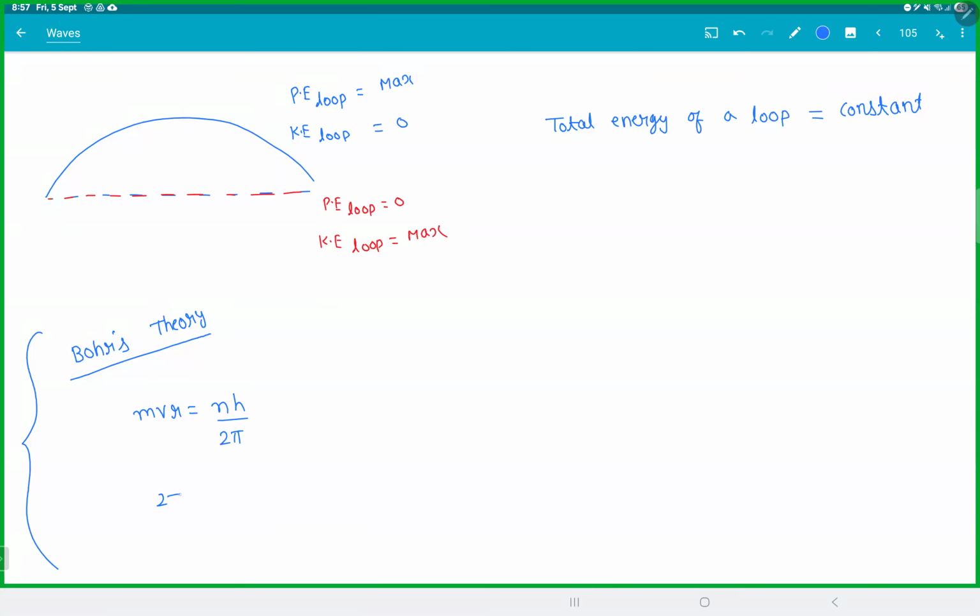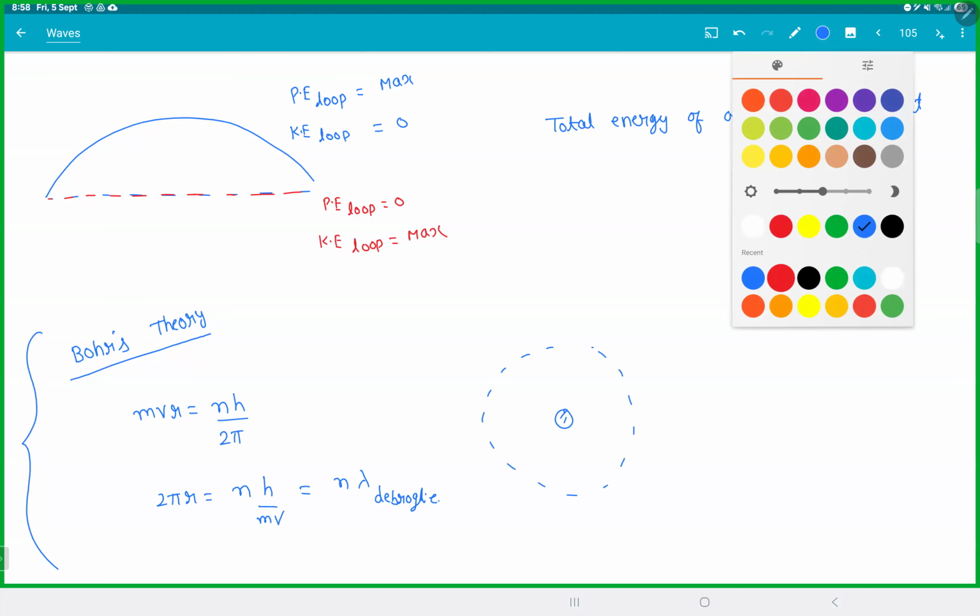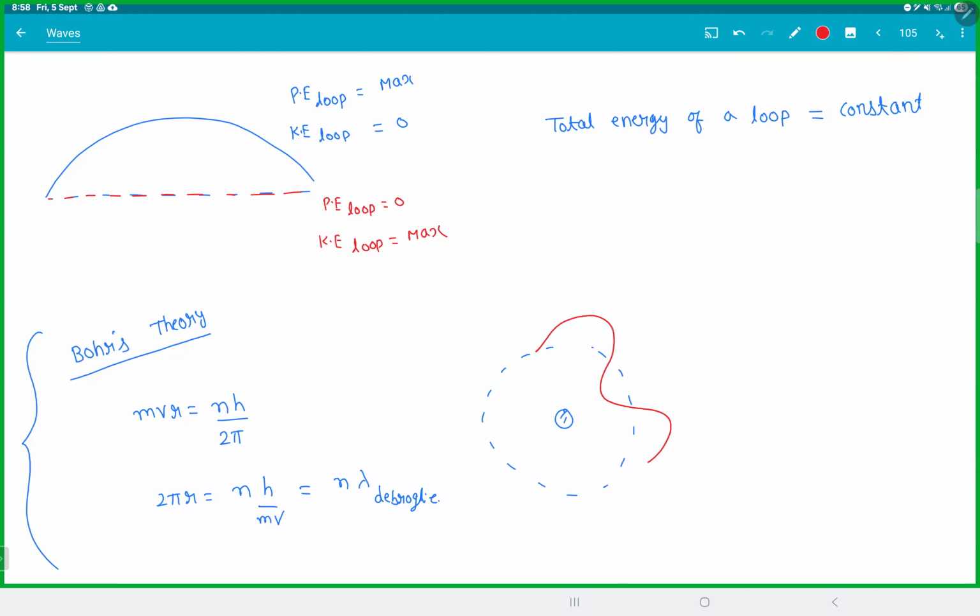This can be written as 2 pi r is equal to nh by mv, and we know h by mv is nothing but the de Broglie wavelength lambda. So what this is saying is the circumference 2 pi r is an integral multiple of lambda. Basically, it forms a stationary wave. And this n equal to 1, 2, 3, 4, the principal quantum numbers, are actually harmonics.